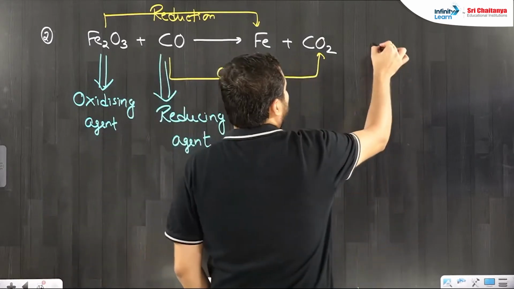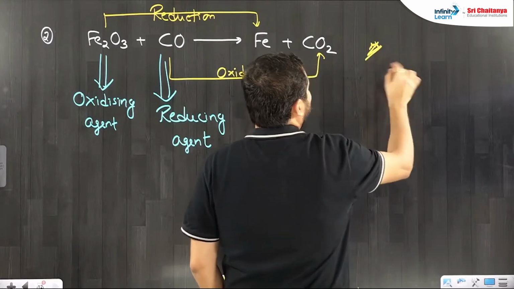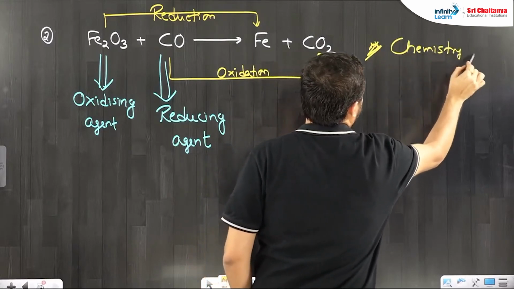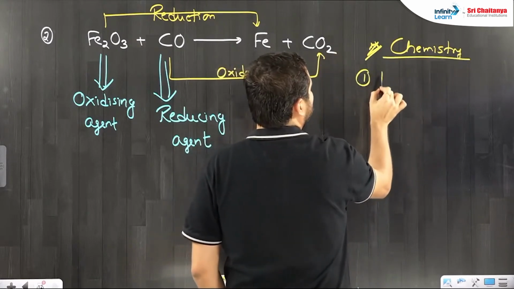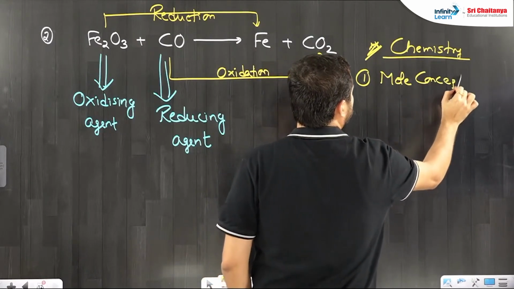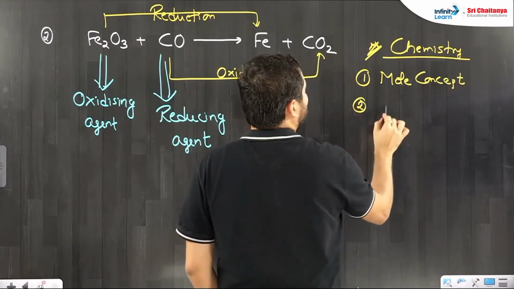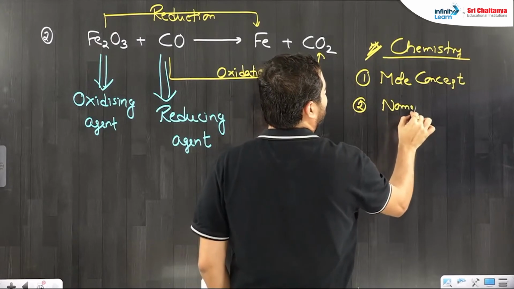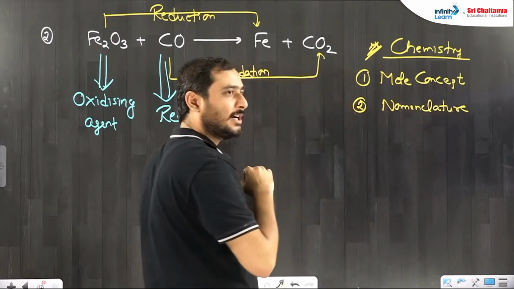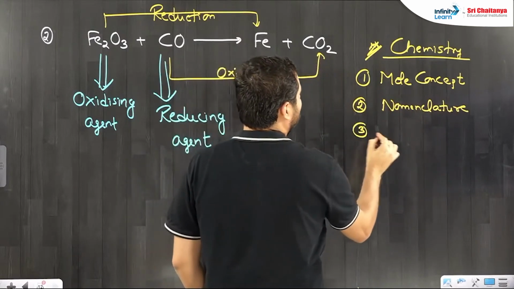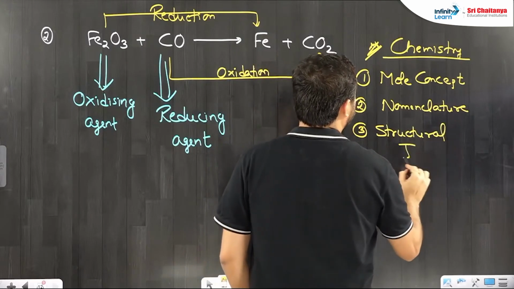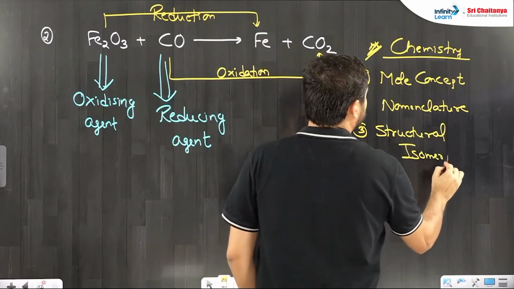Now one important point, listen this. In chemistry part, in these online classes, what we have covered? Mole concept, stoichiometry. Next, what we have covered? Nomenclature and basics of organic chemistry, representation, primary, secondary, tertiary, carbon, hydrogen. And third, what we have discussed, structural isomerism.